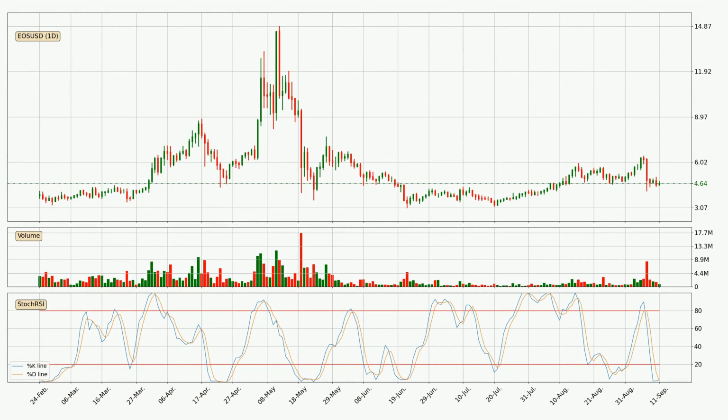Moving to the daily stochastic RSI, both the %K and %D lines are currently very low, which means that the price is oversold and a trend change or at least some kind of consolidation is to be expected. The trend has shifted upwards because the K line is above the D line.